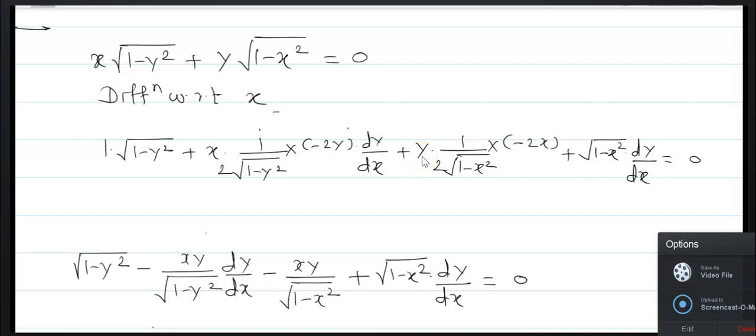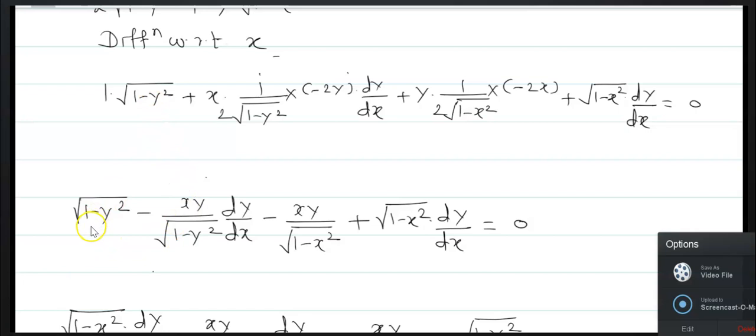Plus, next is y into the derivative of root of 1 minus x square, which is 1 upon 2 root of 1 minus x square, into the derivative of 1 minus x square, which is minus 2x. Plus root of 1 minus x square, and the derivative of y is dy by dx, equals 0. Now collect the terms of dy by dx.